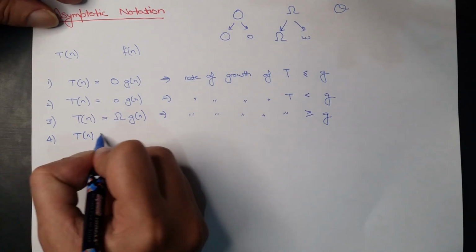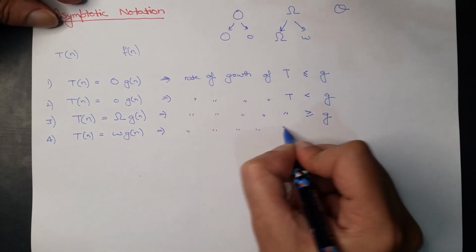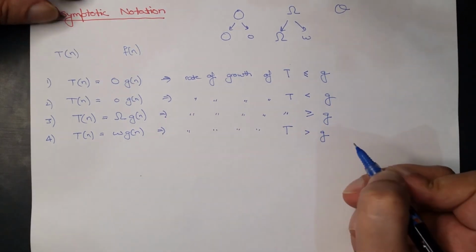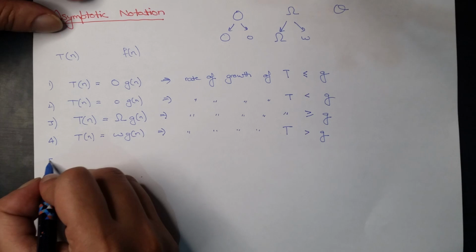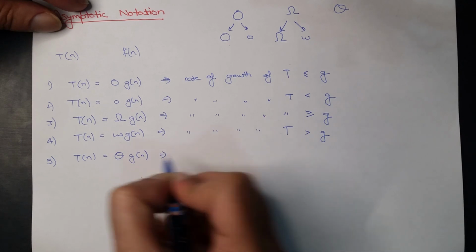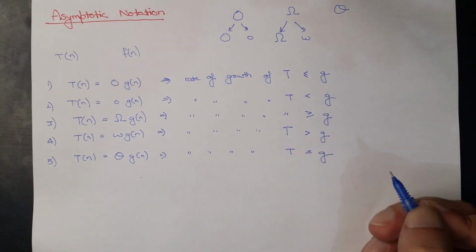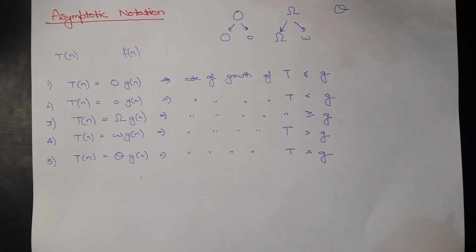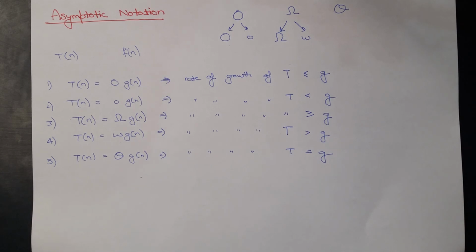Similarly, if t(n) is equal to small omega of g(n), then rate of growth of t is always greater than rate of growth of g, which is t will take more time than g. And the last one, if t(n) is equal to theta of g(n), then rate of growth of t is equal to g. t will take the same time as g. Here what we are doing is giving upper bounds and lower bounds in terms of another function, making it free from lower order and constant terms, which is why we use asymptotic notations for asymptotic analysis.